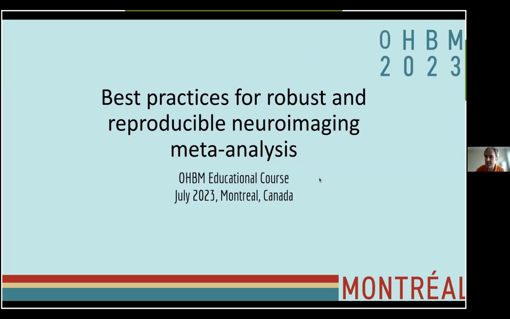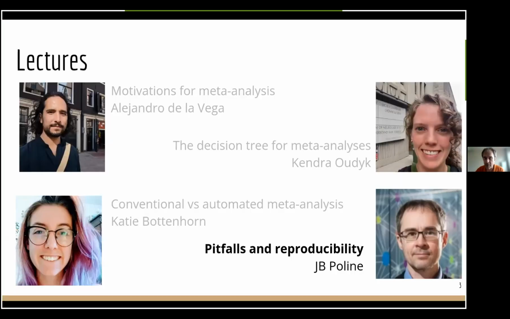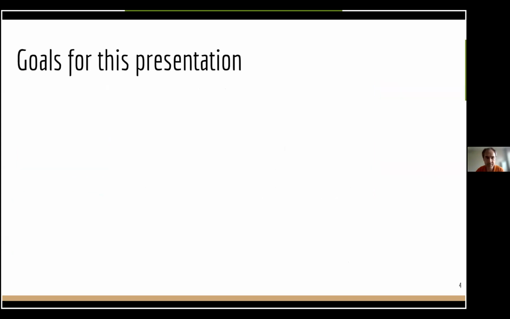Hi. This is the fourth lesson for the best practices for robust and reproducible neuroimaging meta-analysis for the OHBM 2023. I have no disclosure for this course. And I'm going to talk after Alejandro, Kendra, and Katie on the pitfalls and reproducibility aspect of meta-analysis.